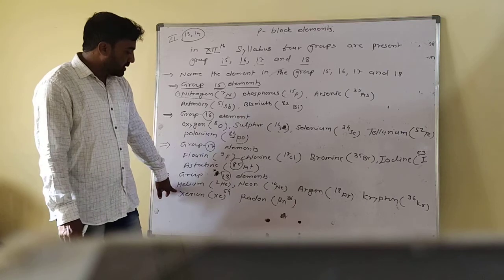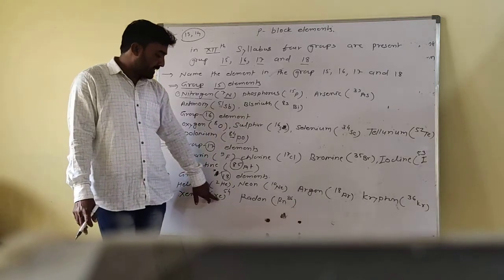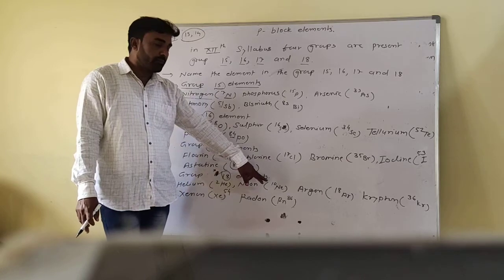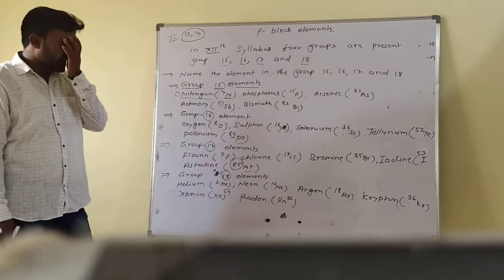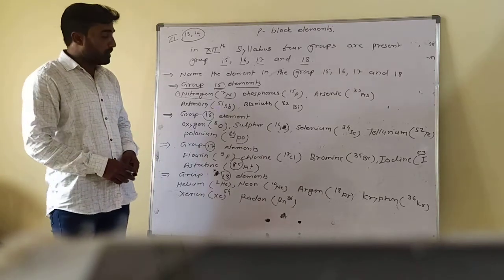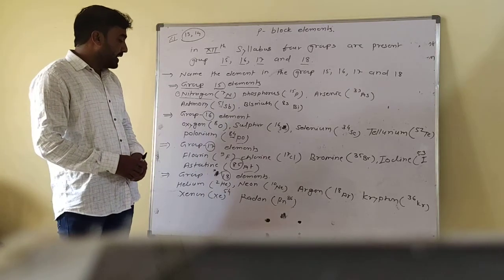Xenon symbol is Xe, atomic number 54. Radon symbol is Rn, atomic number is 86. So these are the noble gases, and the noble gases are present in the group 18 elements.